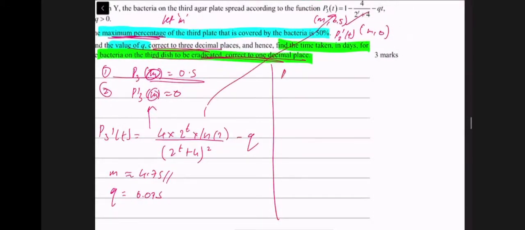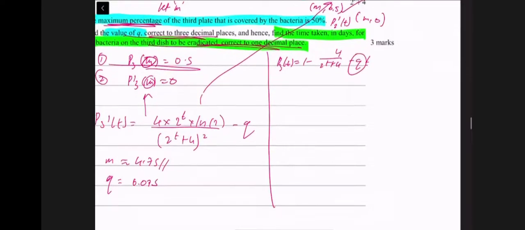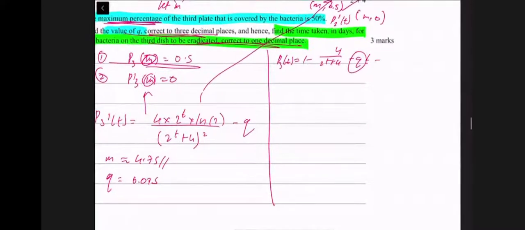So then P3(T) is 1 minus 4 on 2T plus 4 minus qt. Just make sure you replace q with the value you found with all the decimal points, and just let that equal 0, and then t comes out to 12.8 days. So that was question 2.